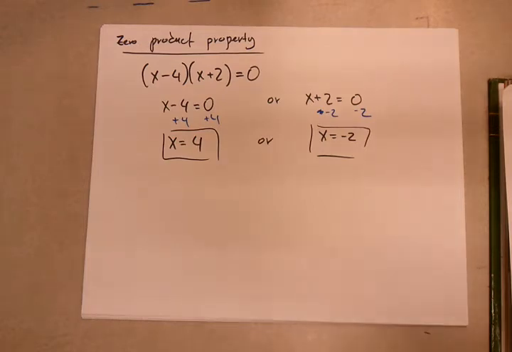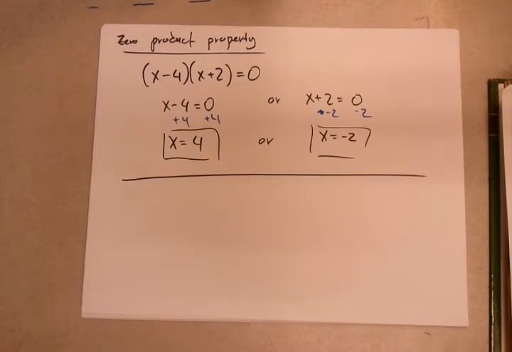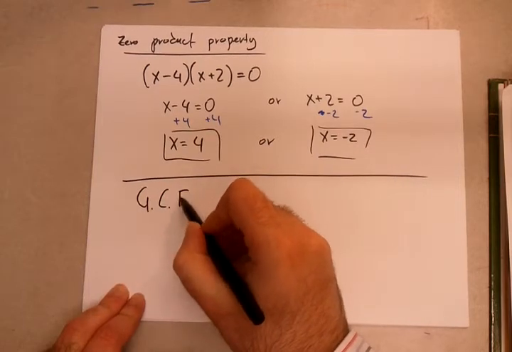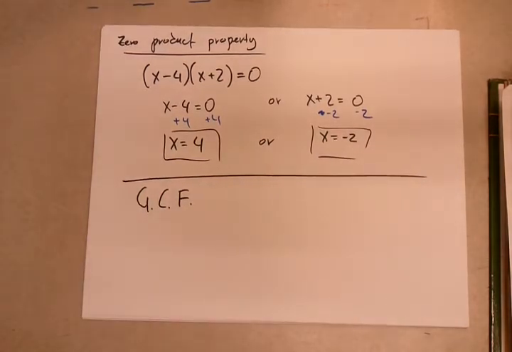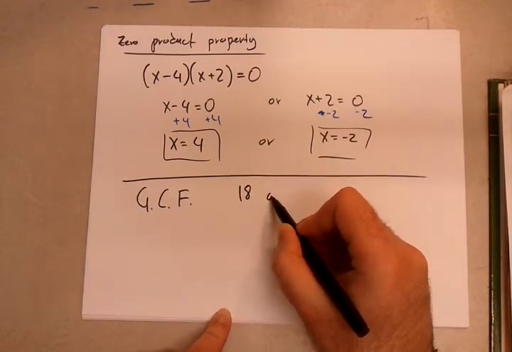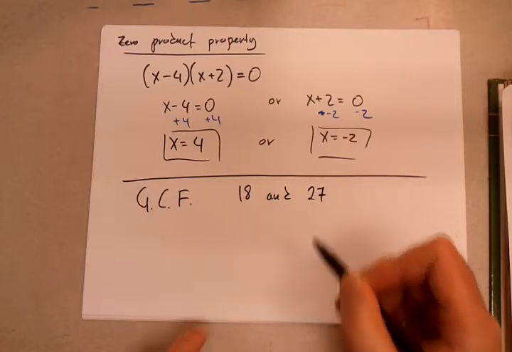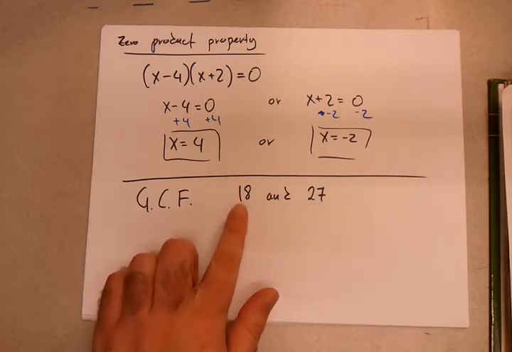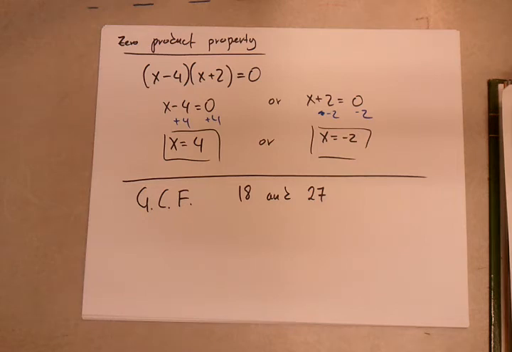Now let's talk about factoring. For us to factor, you first have to remember what the GCF was, the greatest common factor. The greatest common factor is the largest number that will divide into the two numbers you're looking at. For example, let's look at 18 and 27. If I ask you to find the greatest common factor between 18 and 27, you have to find the largest number that will divide into both of those evenly. No fractions or decimals. So 9 is the largest number.